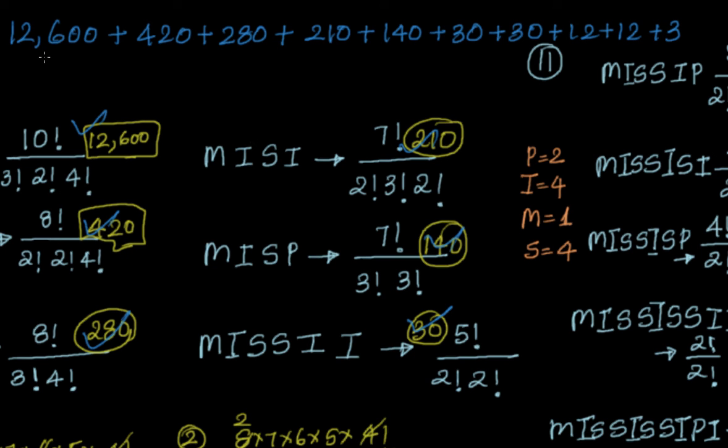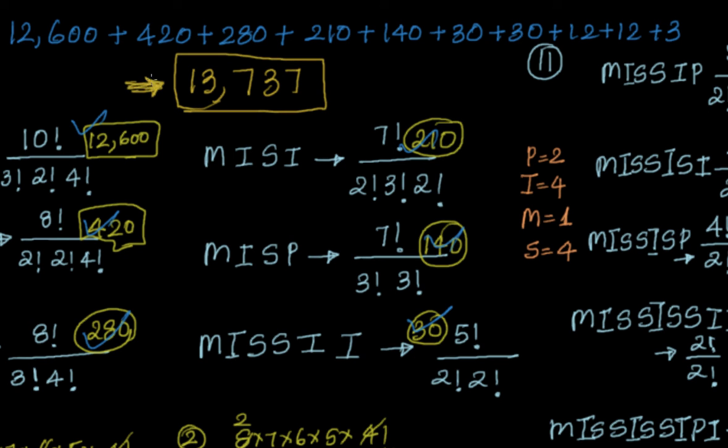So let's add it now. 12,600 plus 420, 13,020, 13,300, 13,510, 650, 680, 710, 722, 734 and 737. So the rank of Mississippi is 13,737. You can check it back and see whether the rank is correct or not.